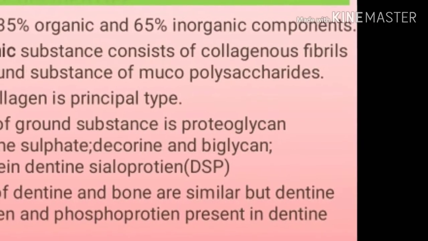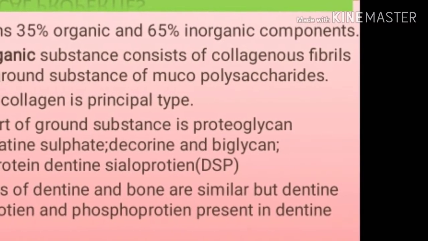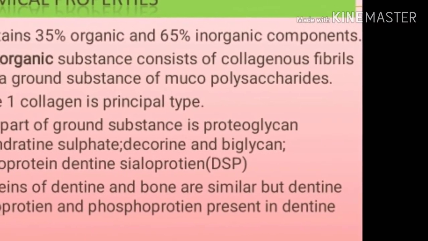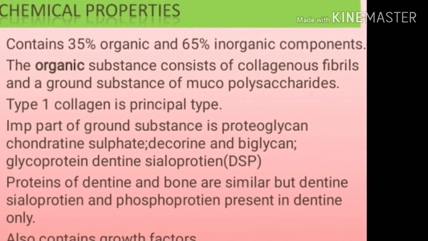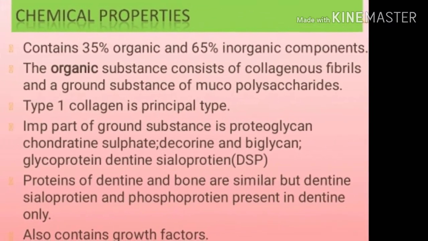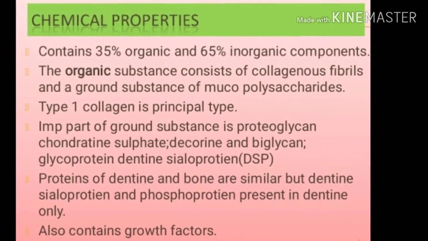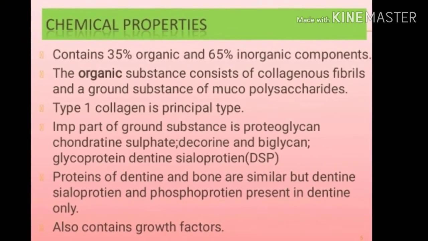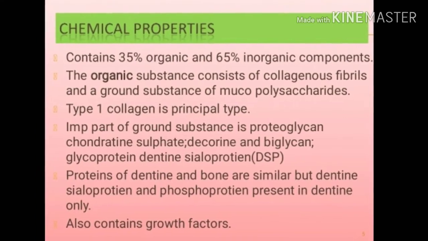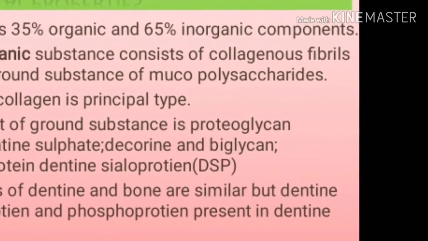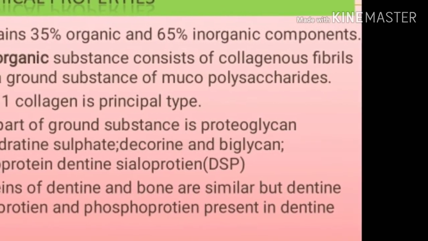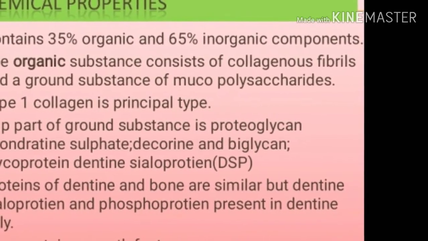Chemical properties of dentin. Dentin contains 35% organic and 65% inorganic components. The organic substance consists of collagenous fibrils and a ground substance of mucopolysaccharides. Type 1 collagen is the principal type. Important parts of the ground substance are proteoglycans: chondroitin sulfate, decorin and biglycan, glycoprotein, dentin xyloprotein, DSP.